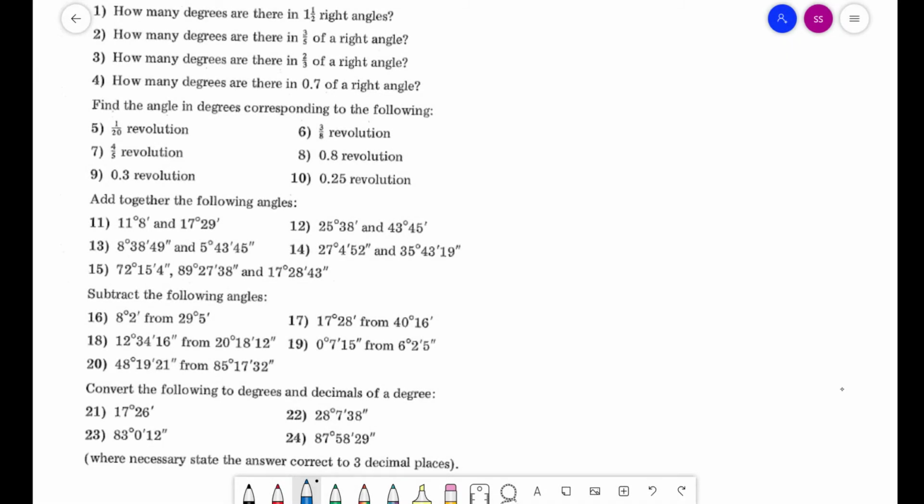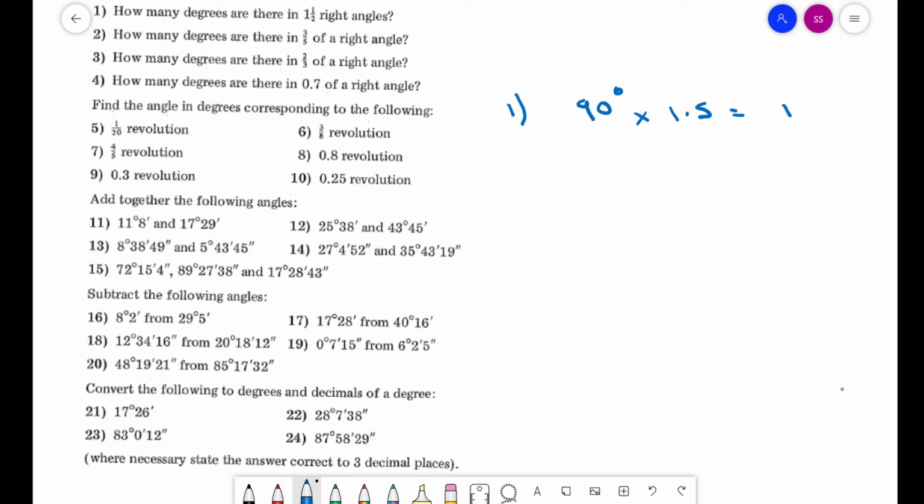So here are the solutions to exercise 2.1. For question 1, how many degrees are there in 1.5 right angles? Well, this requires us to know our definition that there are 90 degrees in a right angle. So for question 1, we could simply say that that would be 90 degrees multiplied by 1.5. If we do that, we'll simply find how many degrees are in there.